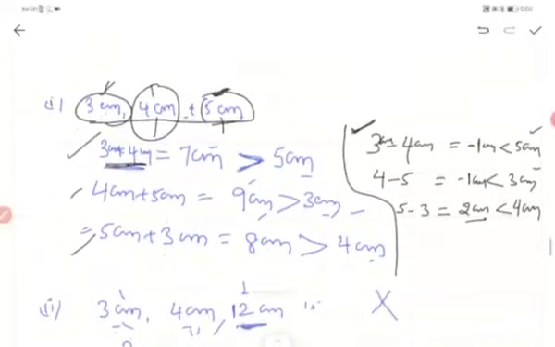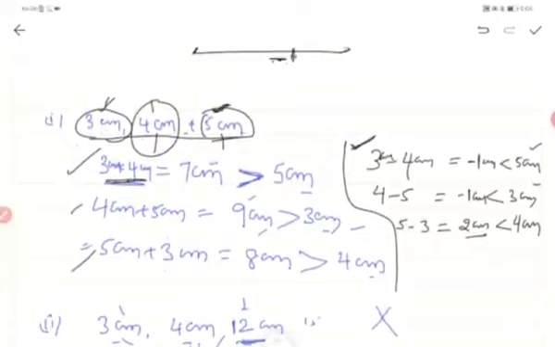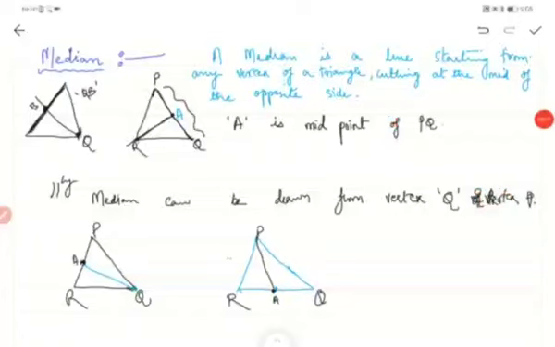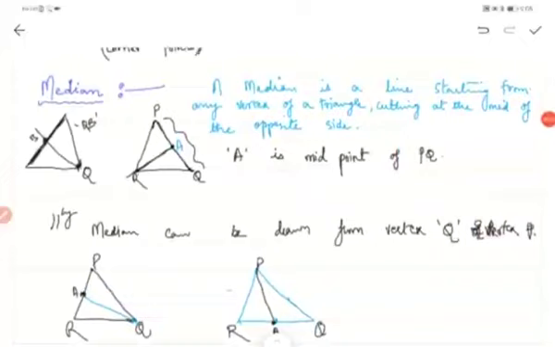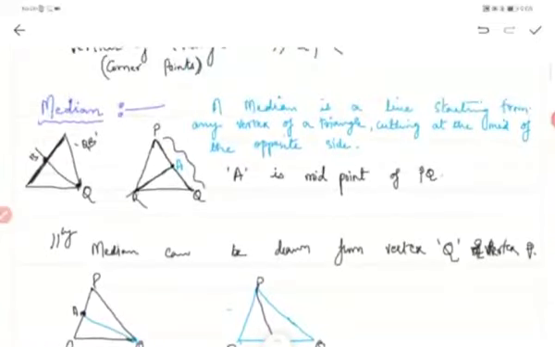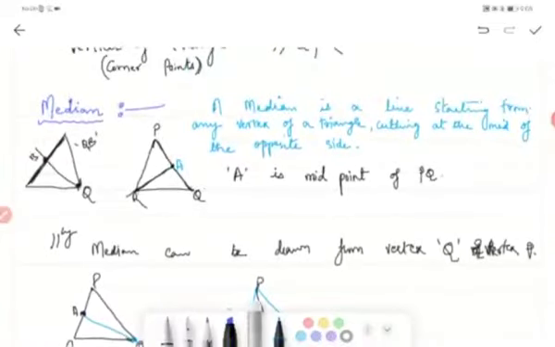Okay, let's move on to the next topics of your triangle unit. So today I'm going to introduce you to two new terms. Today you will learn about the median of a triangle and the altitude of a triangle. So what is the median of a triangle?